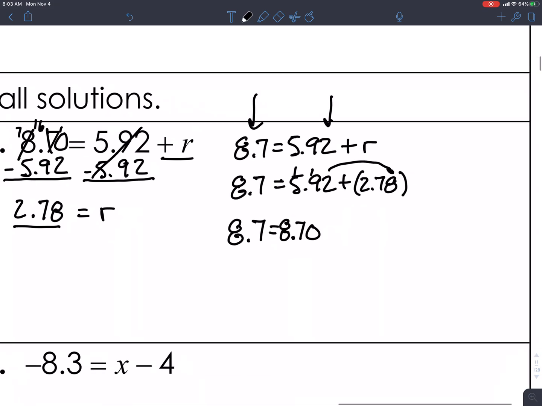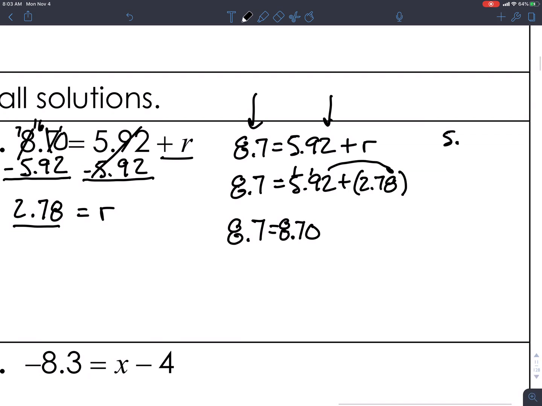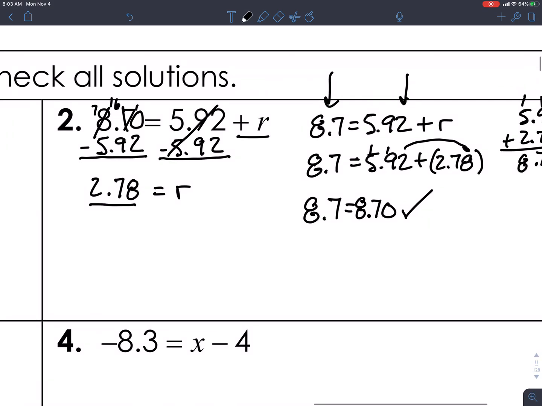You could have done this over here too. Here's probably the right way to do it. 8 plus 2 is 0, carry the 1. 9 plus 7 is 16, plus 1 is 17. Bring down the decimal, carry the 1. 5 plus 1 is 6, plus 2 is 8. So we know those are equal to each other. So r is 2.78.